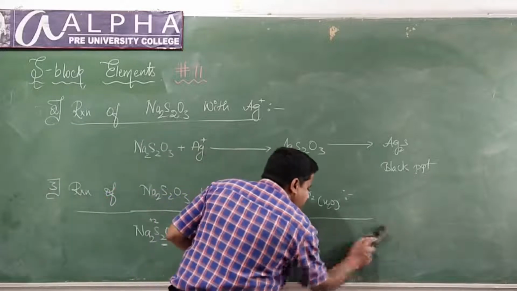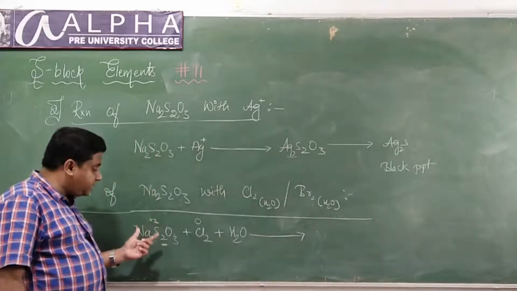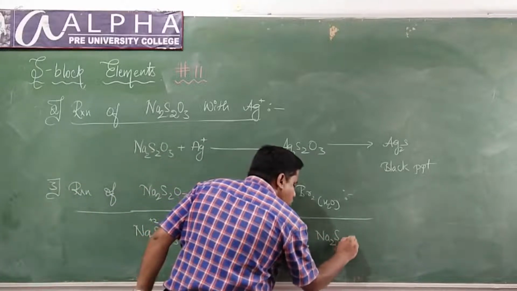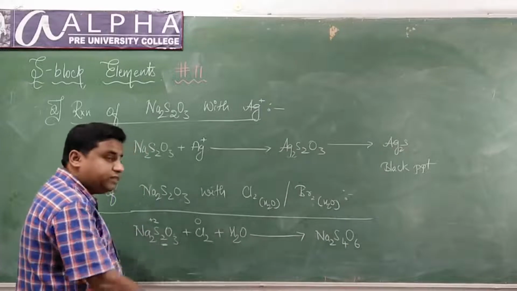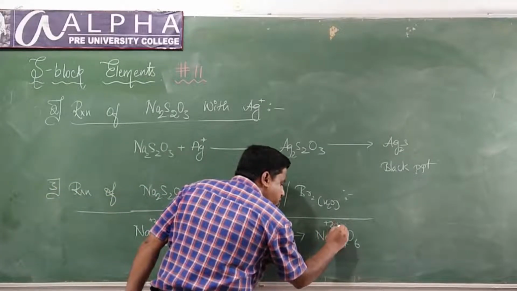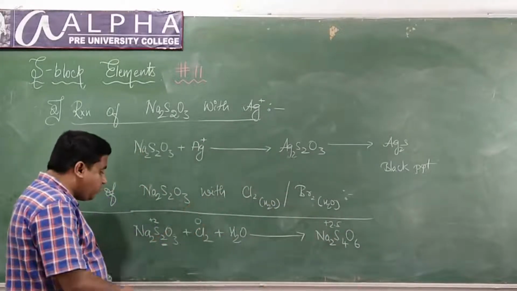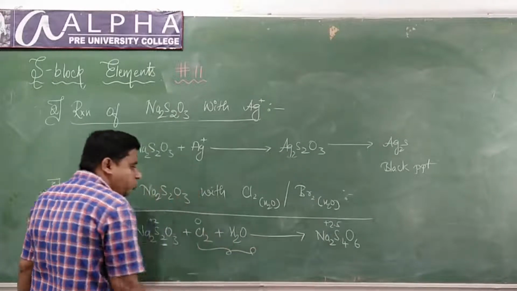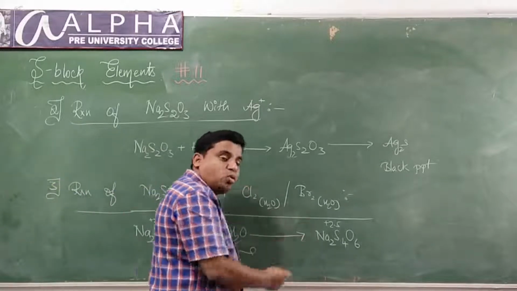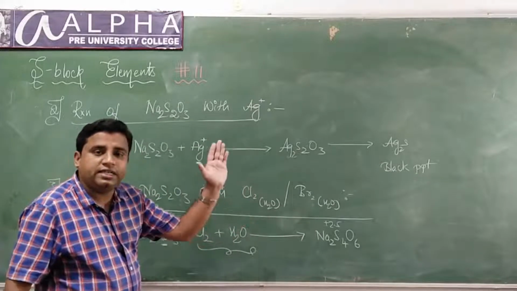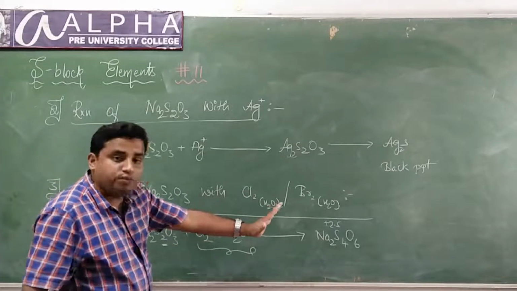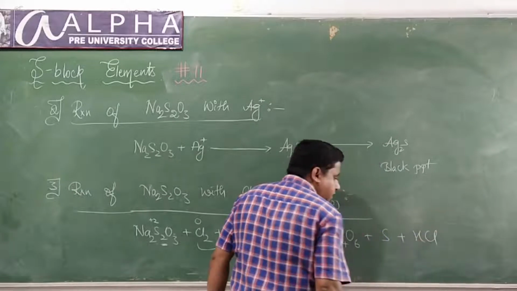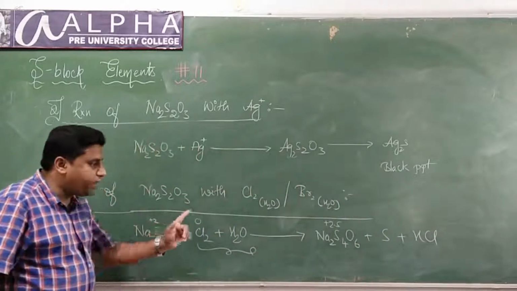Now I told you that whenever it acts as a reducing agent, it will be oxidized to Na2S4O6, isn't it? So in this case it is oxidized to what? 2.5. See the various products that are formed when sodium thiosulfate reacts with chlorine water. Sulfur will be both oxidized as well as reduced: oxidized to 2.5 and reduced to sulfur plus HCl. These are the various products that are formed in the reaction.